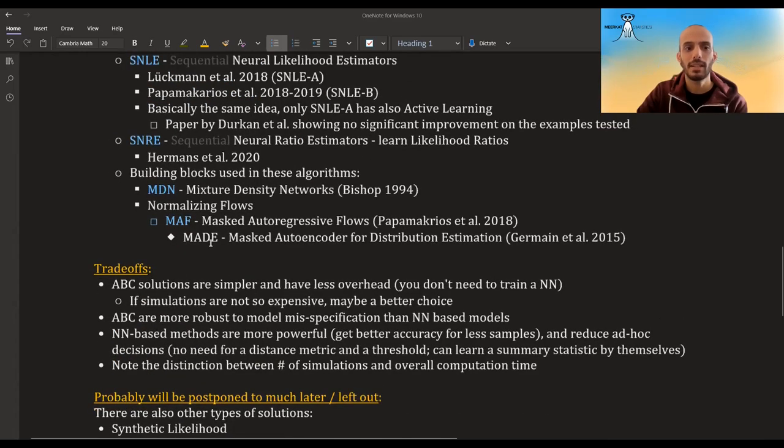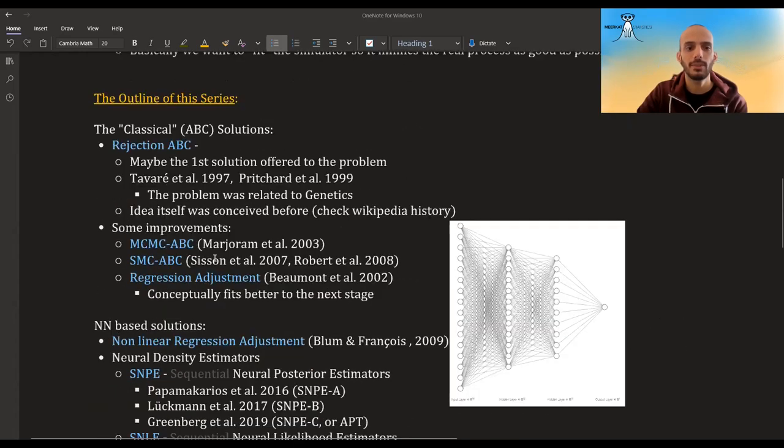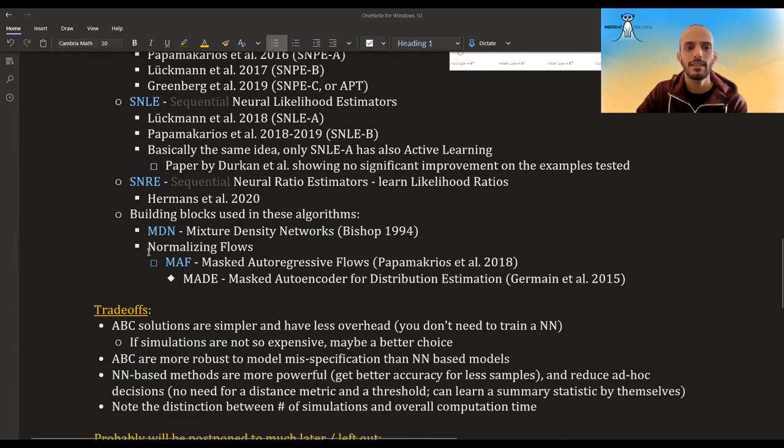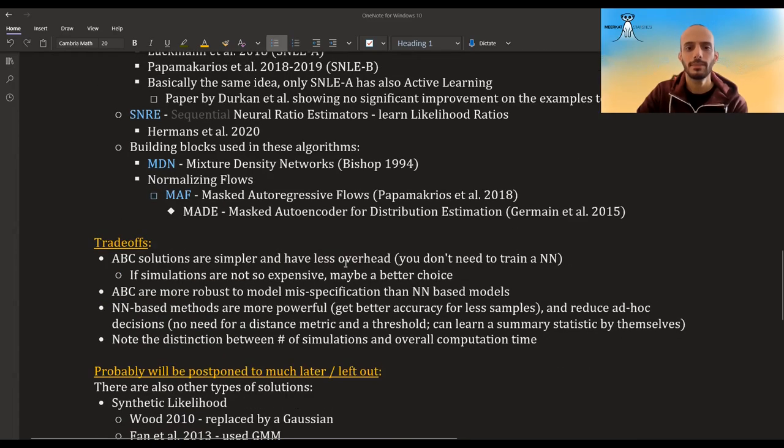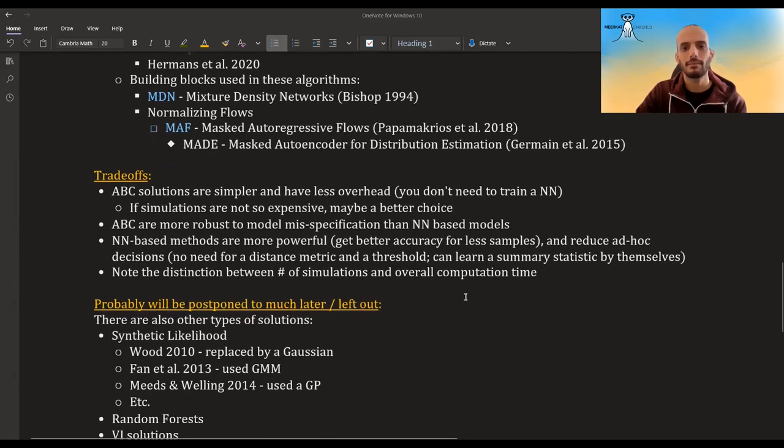One question you might ask is, what is the trade-off between these classic solutions and these newer solutions? The ABC solutions are simpler. They have less overhead. You don't have to train a neural network, and this is a consideration if the simulations are very expensive. It might be a better choice. They are also more robust to model misspecification than the neural network-based models. But the neural network methods are more powerful. You get better accuracy for fewer samples, you get more bang for your buck.